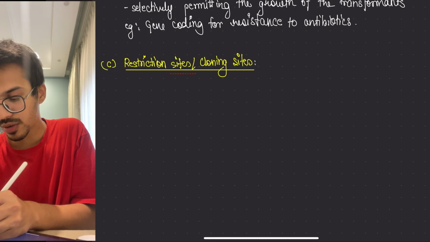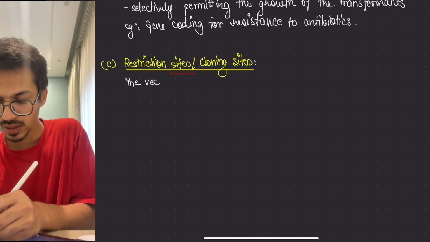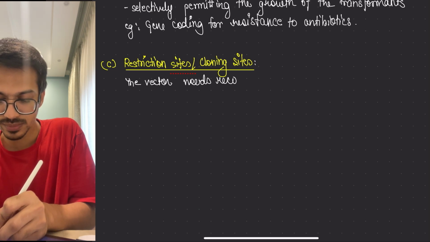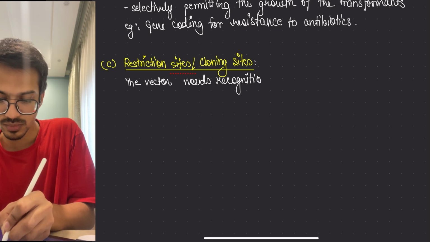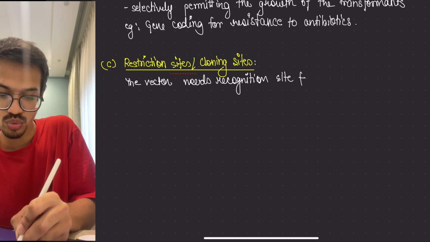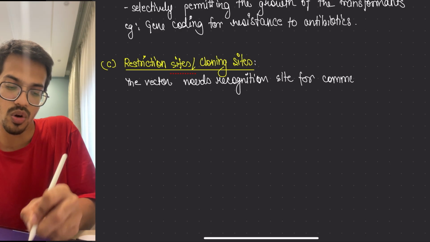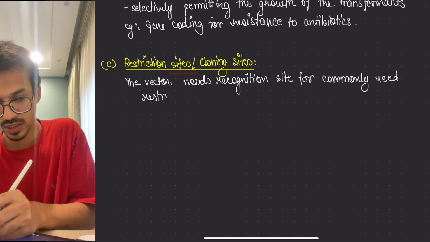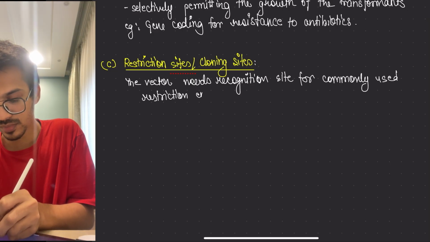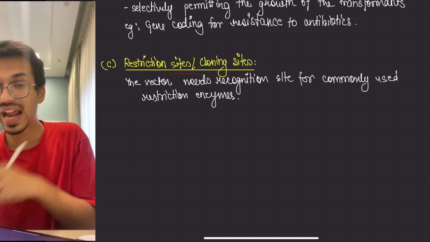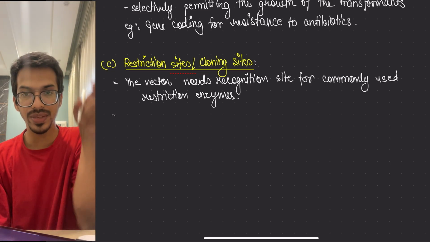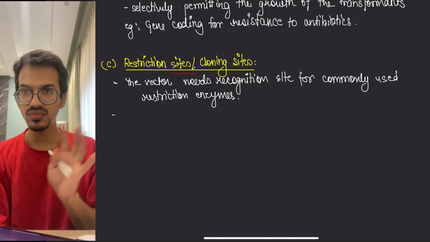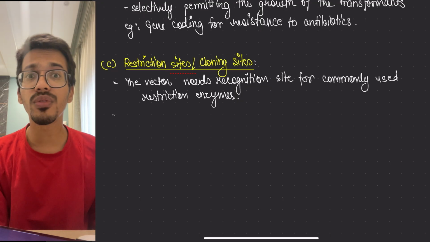So this is what the vector needs: recognition sites for commonly used restriction enzymes. And at this site only we have to ligate, meaning we have to join the alien DNA, and it must be carried out in one of the antibiotic resistance sites. For now we will remember that.